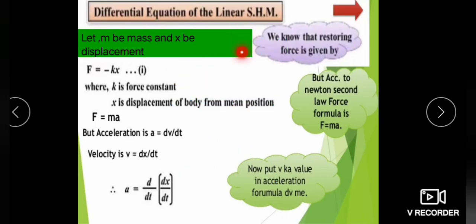Let us study the differential equation of linear SHM. Let m be the mass of the oscillating object or particle and x be displacement. Then in linear SHM, restoring force F is equal to minus Kx. Using Newton's second law of motion, F is equal to ma. Since x is displacement, dx upon dt is velocity and d2x upon dt square is acceleration, so F is equal to m d2x upon dt square. Comparing equation 1 with Newton's second law of motion, we get minus kx is equal to m d2x upon dt square.